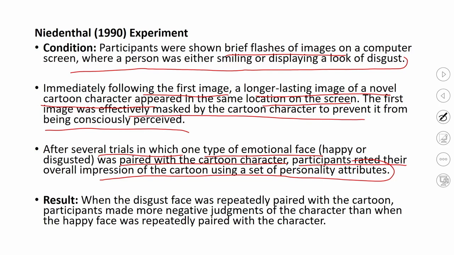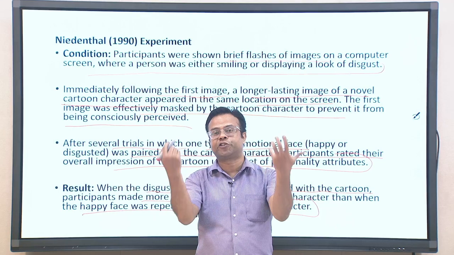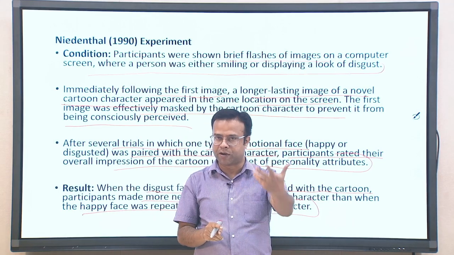The result shows that when the disgust face was repeatedly paired with the cartoon character, for the group of participants where the disgust face was flashed and the cartoon character came immediately, people were not even consciously noticing it was a disgust face, the participants made a more negative judgment of the cartoon character. When they were asked to judge the cartoon character in terms of certain traits, their judgment was more negative as compared to the participants for whom a happy face was repeatedly paired with the cartoon character. When a happy or smiling face was repeatedly paired with the cartoon character, they made a more positive evaluation of the character, even though the character was the same for all the participants.